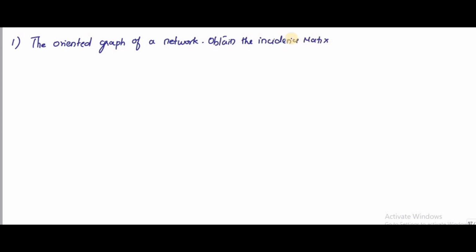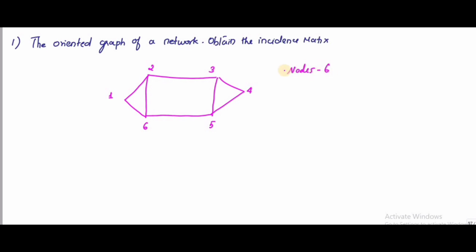So this is how the graph looks. This 1, 2, 3, 4, 5, 6 represent nodes. So totally there are 6 nodes. And this arrow is called directed, otherwise oriented graph. If it is a non-oriented graph, there won't be any arrow. So this arrow represents the flow of current.